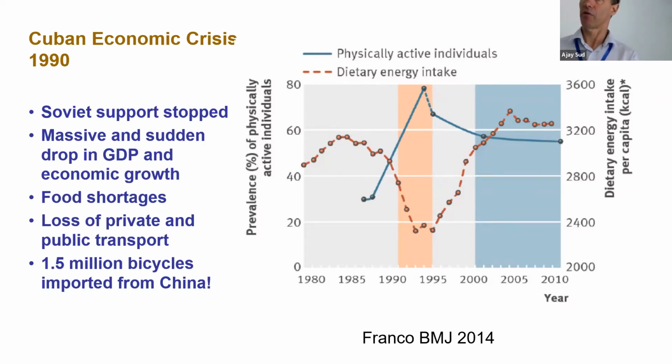The proportion of the population that was physically active increased massively from around 30%, which is probably about where we are now in this country, up to nearly 80%. And then once the economic recovery occurred, the physical activity dropped off and the food intake went back to above its previous levels.